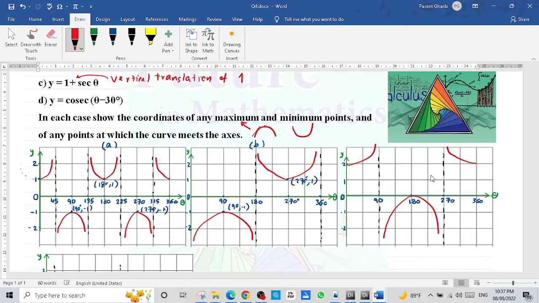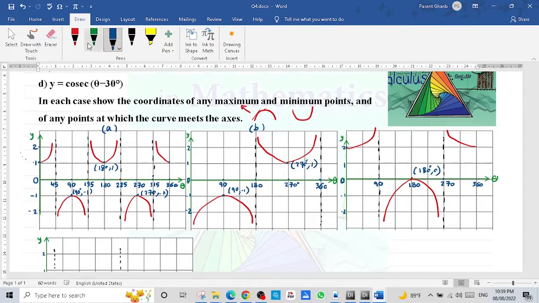Do we have a minimum point? No, we don't have a minimum point. We just have a maximum point. This is the maximum point, which is 180 degrees and 0. The point of intersection with the axis is that point, 0 and 2.